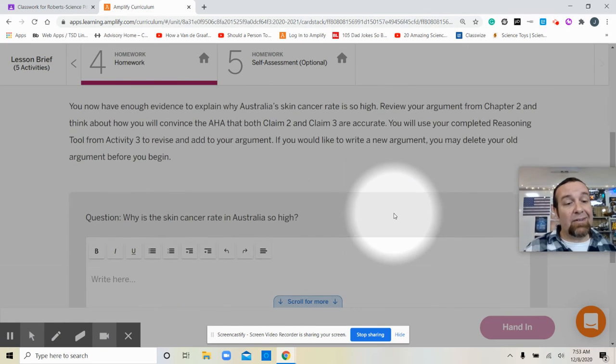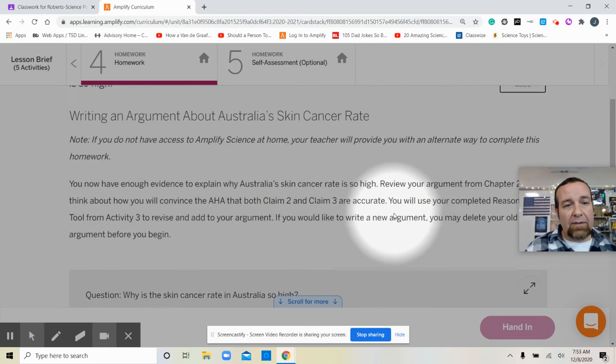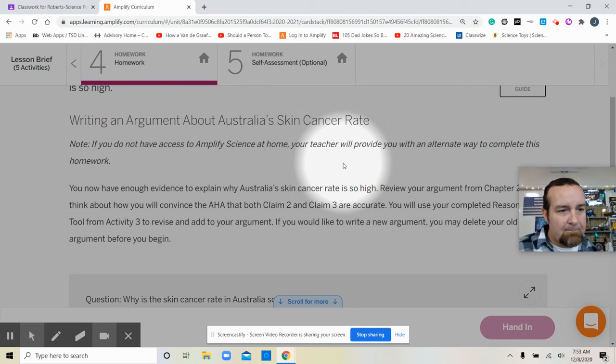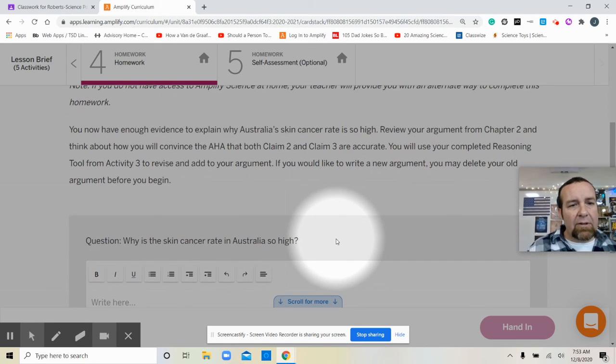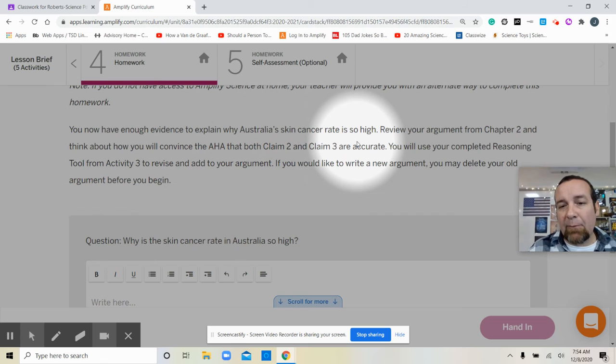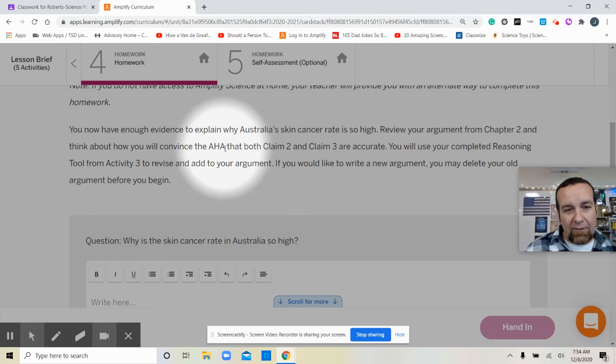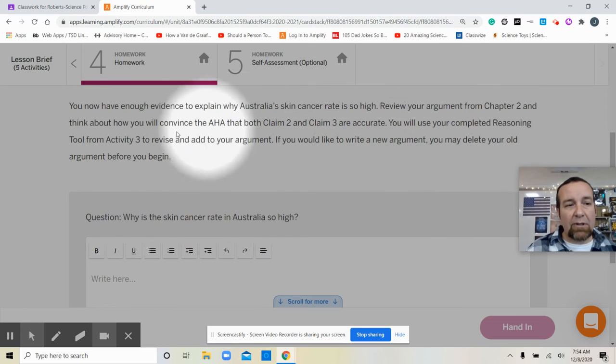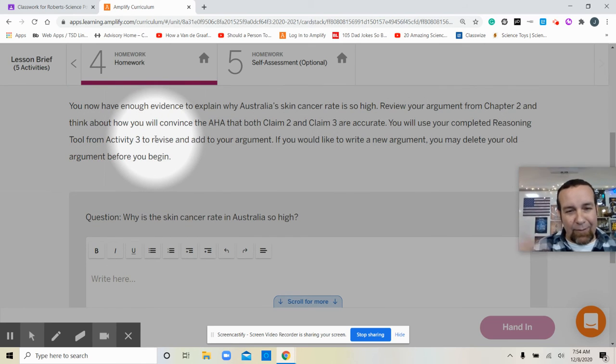All right, friends, here's the deal. This is your writing prompt. You're going to write an argument about Australia's skin cancer rate. You have enough evidence to explain why Australia's skin cancer rate is so high. Review your argument from Chapter 2 and think about how it will convince the Australian Health Agency that both Claim 2 and 3 are accurate. You will use your completed reasoning tool from Activity 3, the one you just did, and revise it and add to your argument. If you would like to write a new argument, you may delete your old argument before you begin.